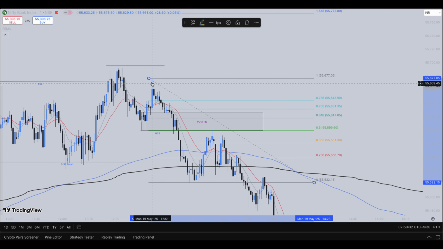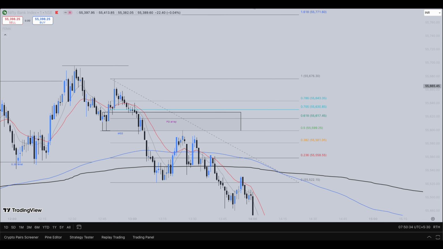So the high to low of this candle over here. So either you could have marked the 50 levels over here. You can consider this to be a PD array. Along with this, this is the 50 levels.